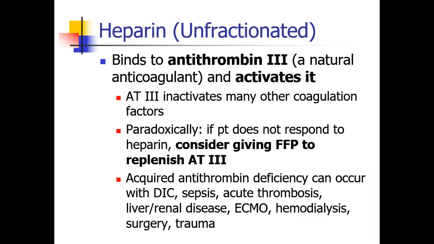But in fact, if a patient has a deficiency of antithrombin 3, and you can have an acquired antithrombin deficiency in cases of DIC or sepsis, acute thrombosis, liver and renal disease, patients who are on ECMO or hemodialysis, or even just surgery and trauma. So in that case, FFP will replenish the antithrombin 3, and in turn, that will allow heparin to have action once again.